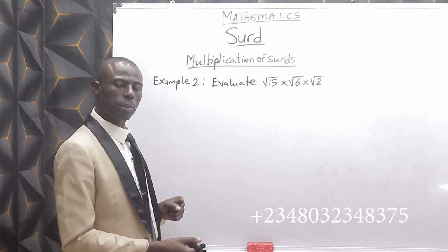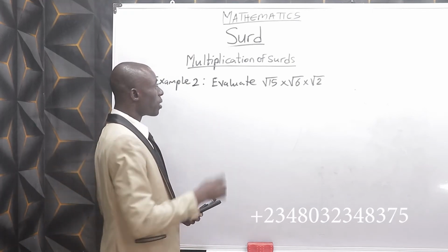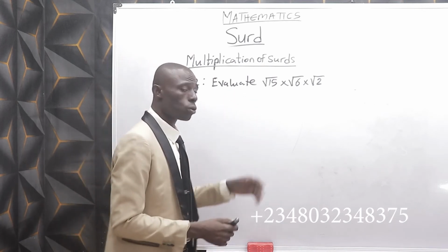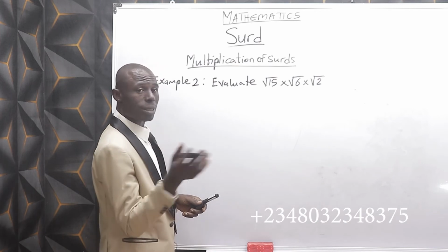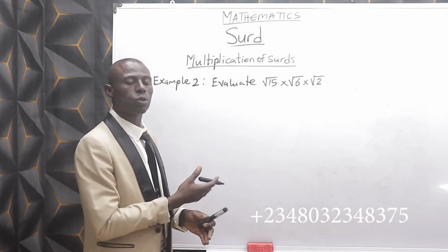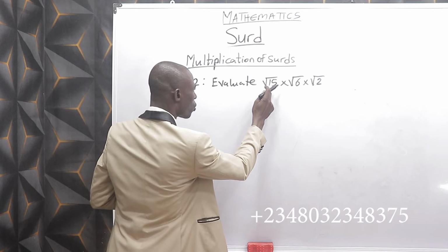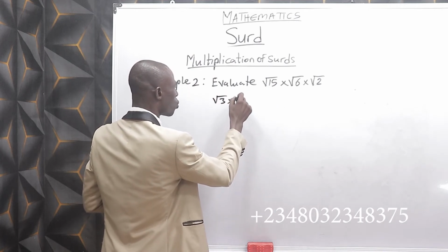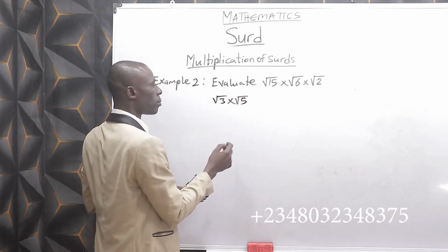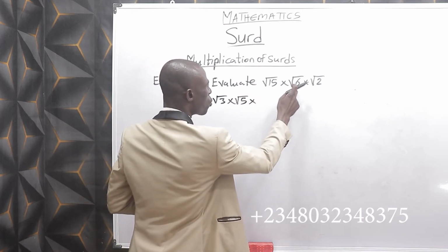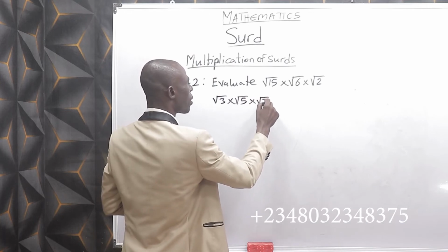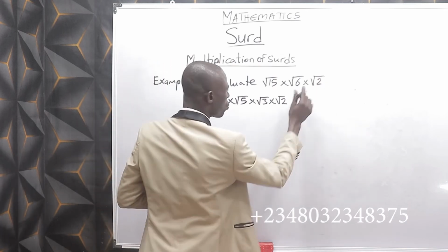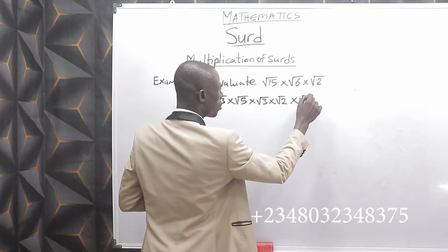Example 2 under multiplication of surds. Evaluate root 15 times root 6 times root 2. All you need to do is break every surd into factors. Like root 15 is root 3 times root 5, times this root 6 is root 3 times root 2. Then we have root 2 on its own, root 2.